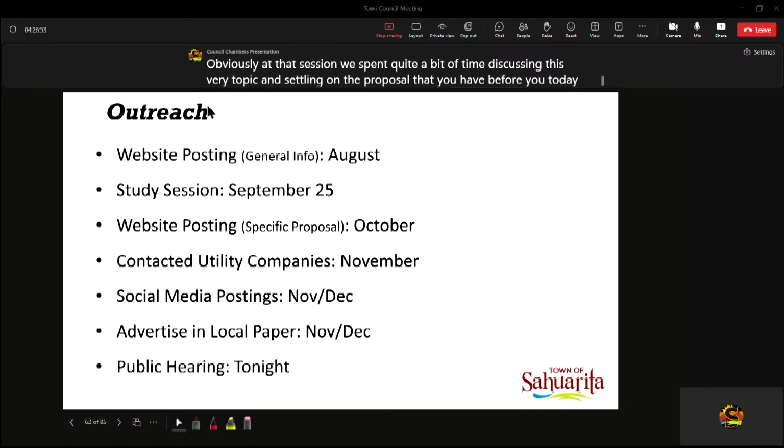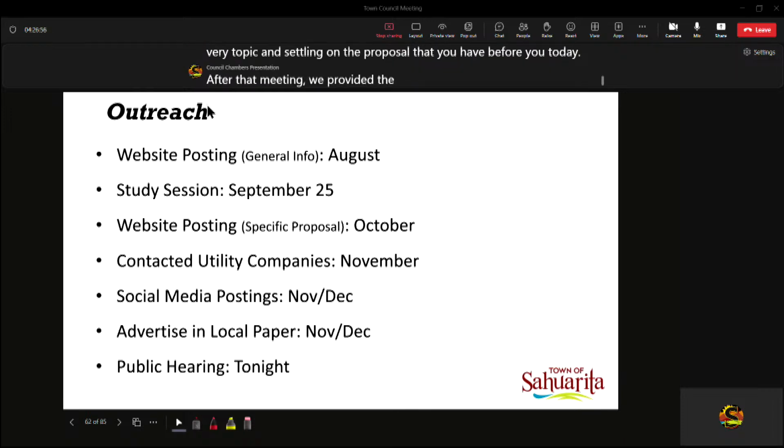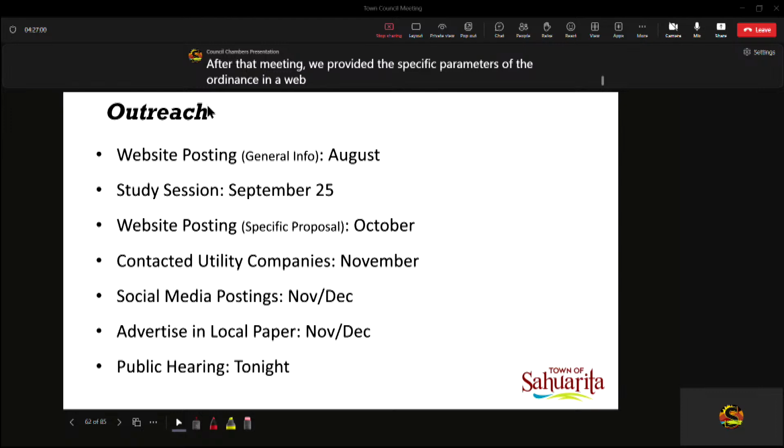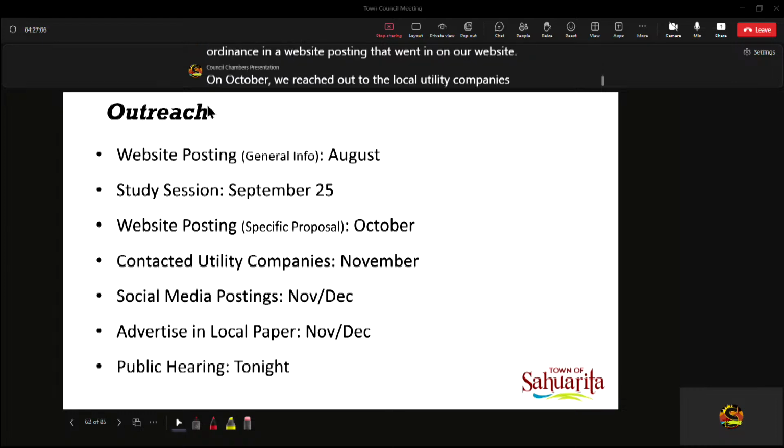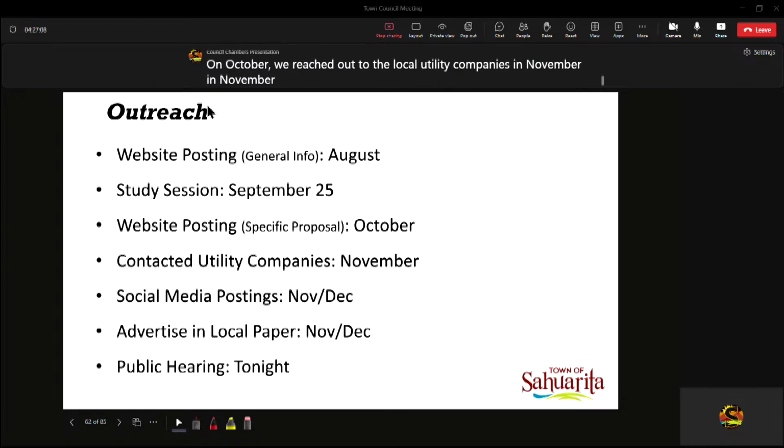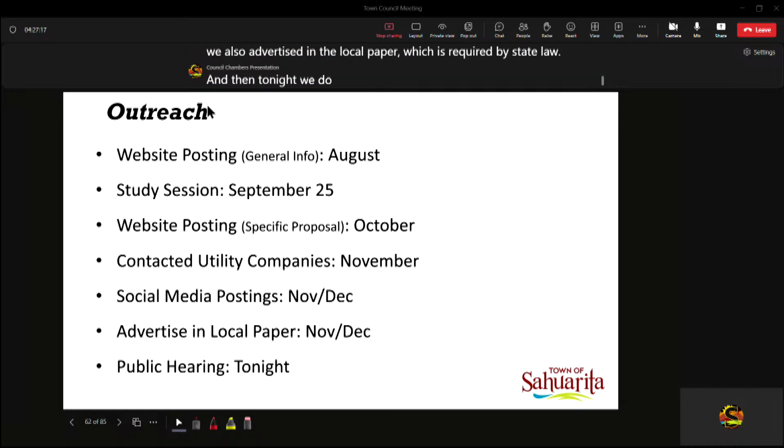After that meeting, we provided the specific parameters of the ordinance in a website posting that went in on our website in October. We reached out to the local utility companies in November. In November and December, we had several social media postings, and we also advertised in the local paper, which is required by state law. And then tonight, we do have a public hearing before any action can be taken. So with that, Mr. Mayor, I will turn it over to you.